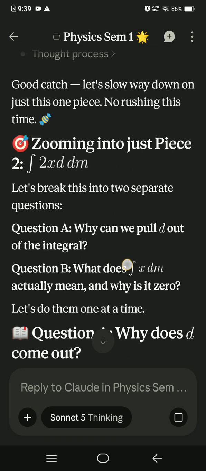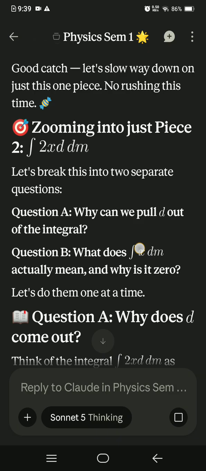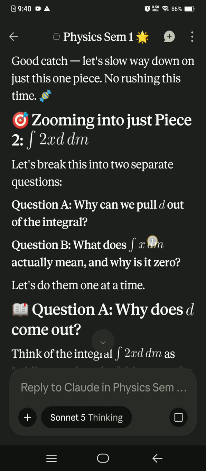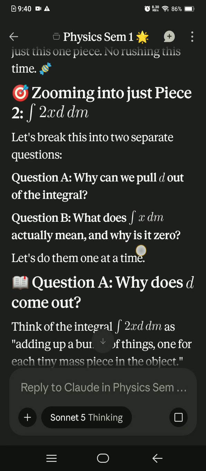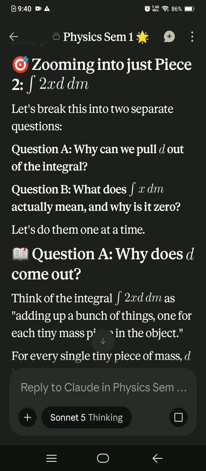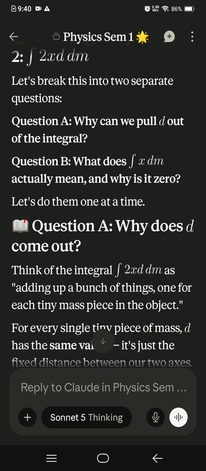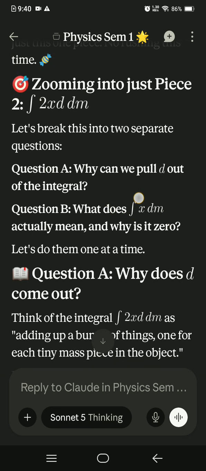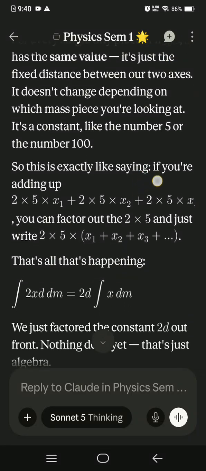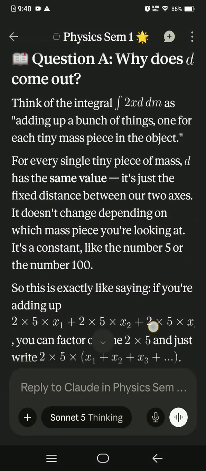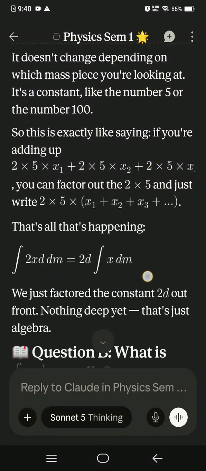Okay, zooming into just that piece. Let's break this into two separate questions. Question A: why can we pull d out of the integral? That I got. But question B: what does this actually mean, and why is it 0? I did not understand this part, so shall I skip this? You can read if you want to, but I'm not going to read right now.